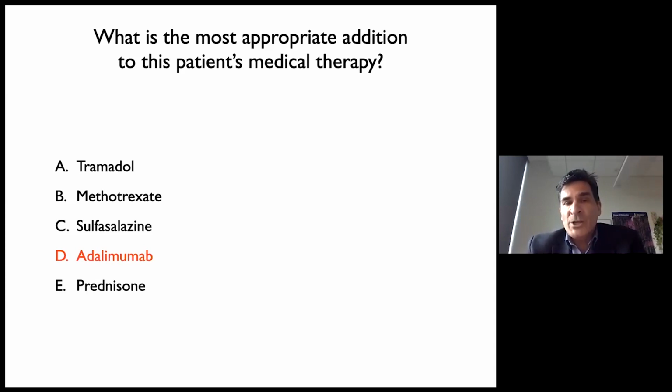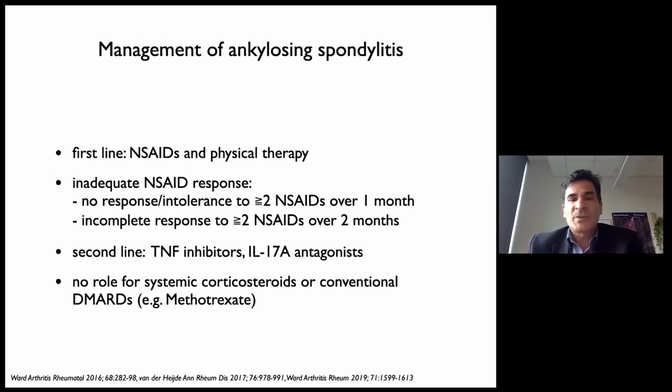So therefore, in patients whose symptoms are not controlled with nonsteroidals, the next step would be to start a biologic. And the 2 types of biologics that have been shown to be efficacious in patients with ankylosing spondylitis or more broadly axial spondyloarthritis are the TNF inhibitors and the inhibitors of interleukin 17A.